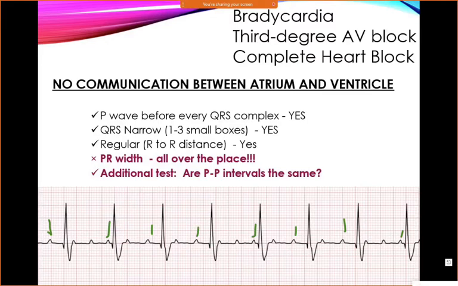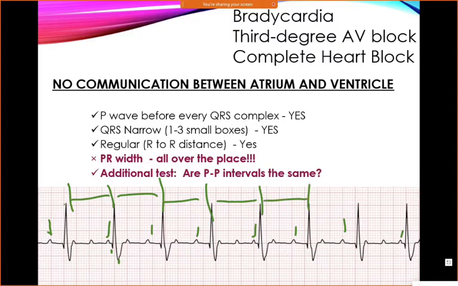This one's a little bit bigger. This one's kind of starting here and going all the way to here. But it's still 2.5, 3 boxes. It's still narrow. It's a little wider than our other ones there, but it's still considered normal because it's 1 to 3 small boxes. Is it regular? We don't have any dropped beats, and if we marched these out, yes, it would be regular. These distances are all the same, so it is regular.